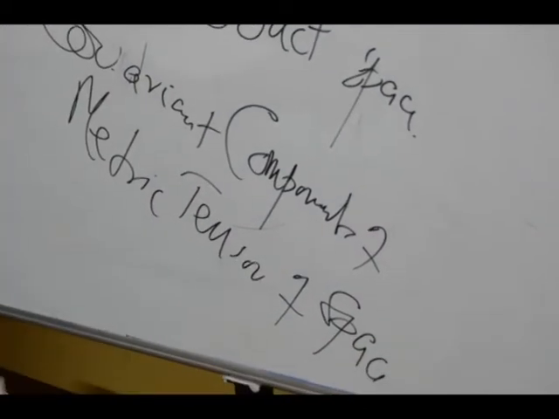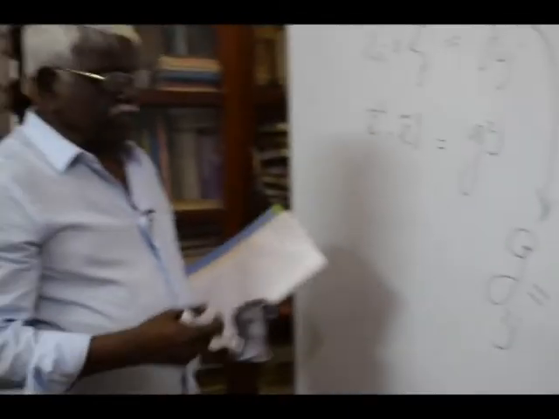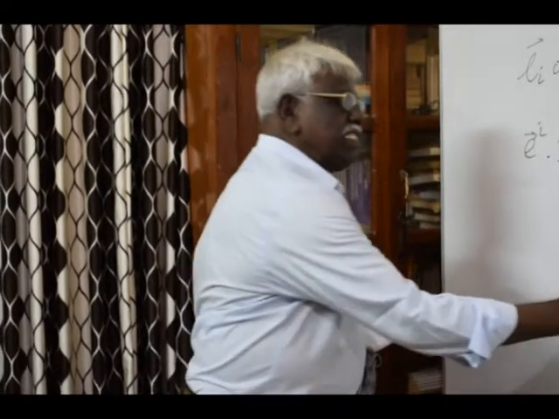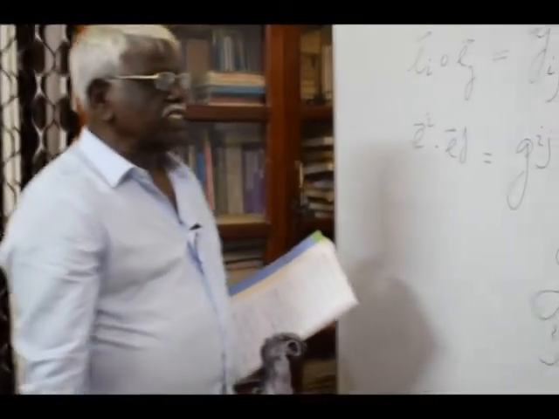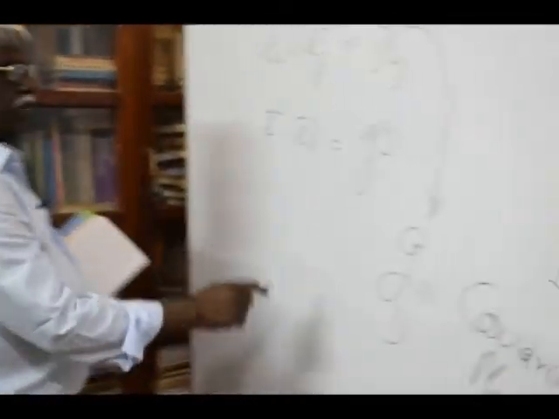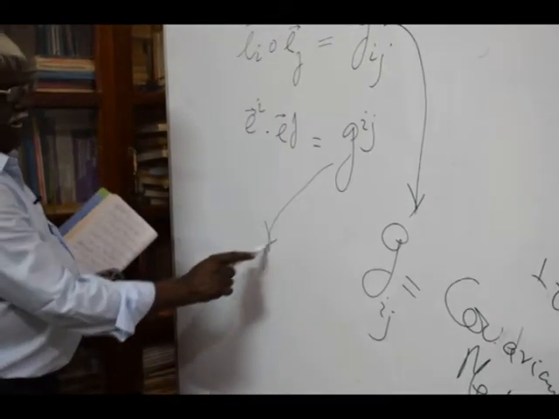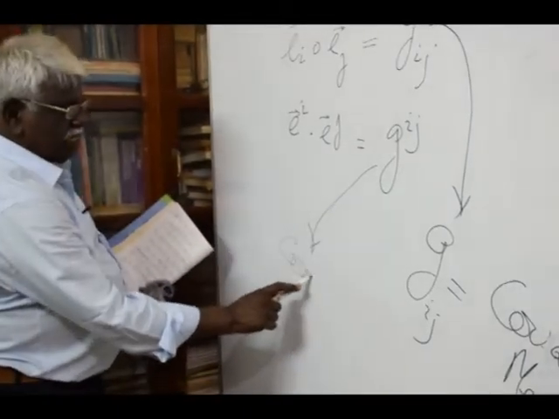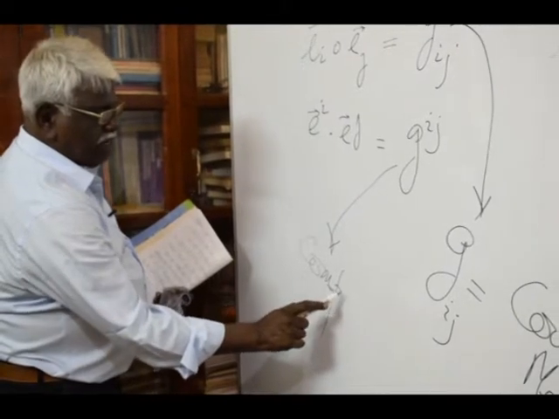The nature of space, whether the space is curved or flat, everything is determined by this important tensor, the covariant components. This is called the contravariant components of the metric tensor G.